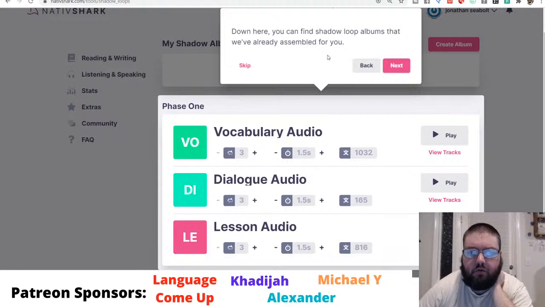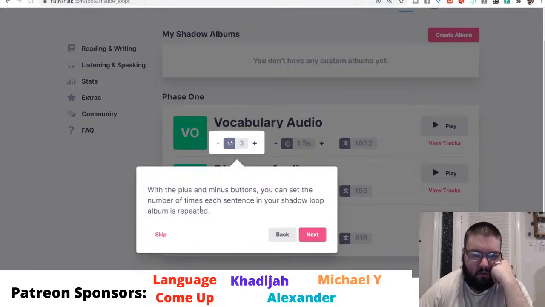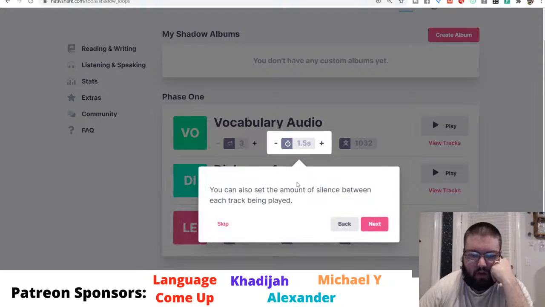Down here you can find shadow loop albums we've already assembled for you. Okay. With the plus minus buttons, you can set the number of times each sentence in your shadow loop album repeats. Okay. You can also set the amount of silence between each track. Ooh.